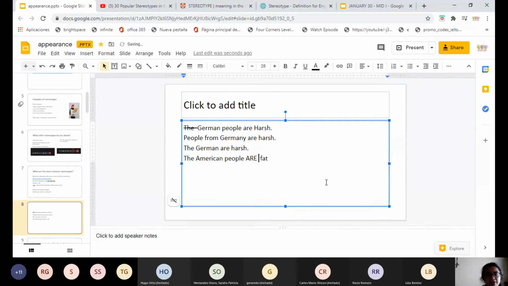Okay, maybe there is a problem with the translation to Spanish, because in Spanish we say la gente es, but in English we say people are, always. We always say people are. No people is, people are. People are, no people is. That's the first problem. And remember, again, we are not going to say the like this, right? So American people are fat. Okay, yes, I agree with that thing.